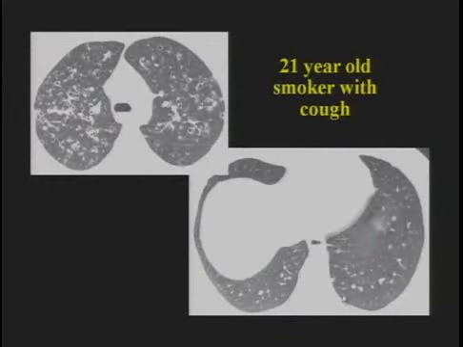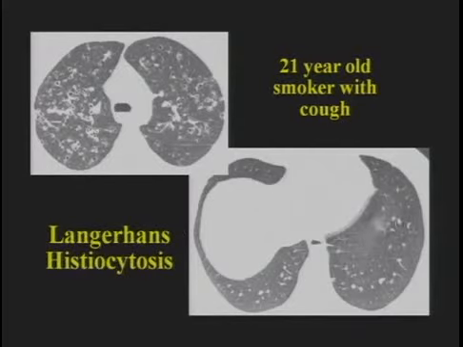This is a 21-year-old smoker with cough. Notice that in this patient we're seeing nodules and we're seeing thick-walled cysts that are rather small in size, and we're seeing a few things you might call cavitary nodules. This is Langerhans cell histiocytosis in an early stage. This is when you're seeing nodules and before the cysts, or just as the cysts are starting to develop. So there's the progression in Langerhans histiocytosis: nodules, cavitary nodules, thin-walled cysts.